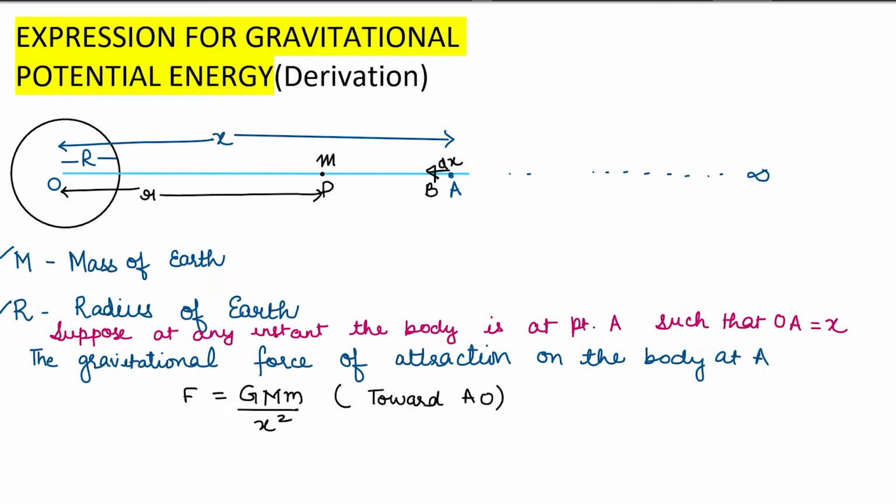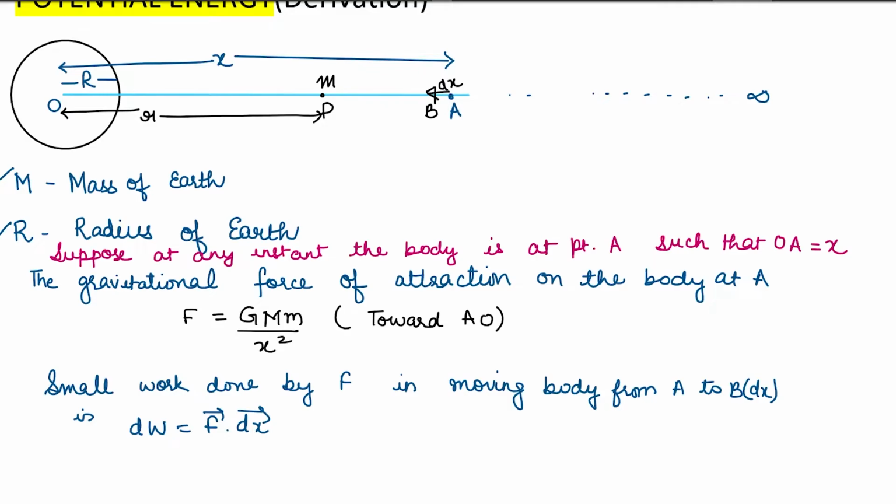The small work done by F in moving the body from A to B is given as follows. The direction of force is towards AO as well as the displacement is also towards AO, so the angle between them will be 0. So you can simply write this as F dx. Now putting the value of F, we get GMm by x square dx. If you want to calculate the total work done in bringing this body from infinity to point P, we have to integrate this expression.